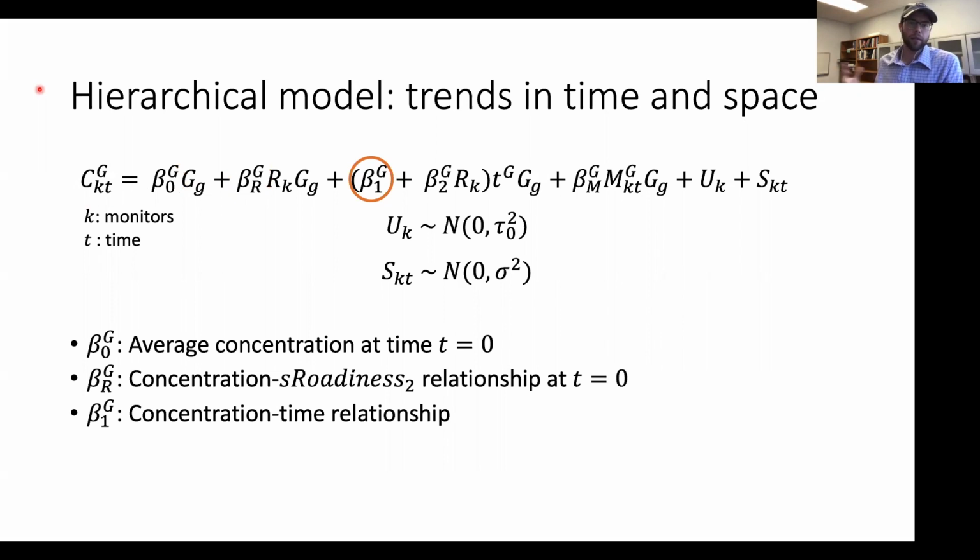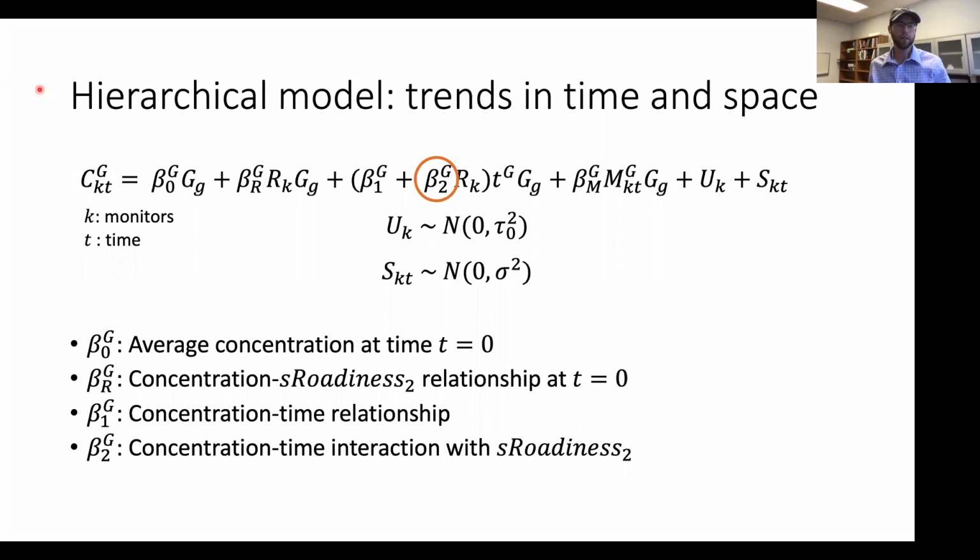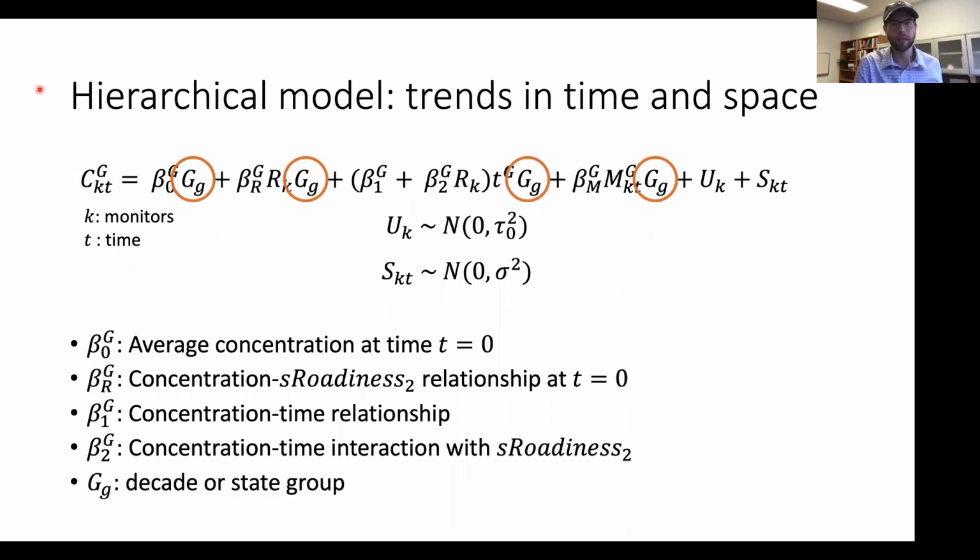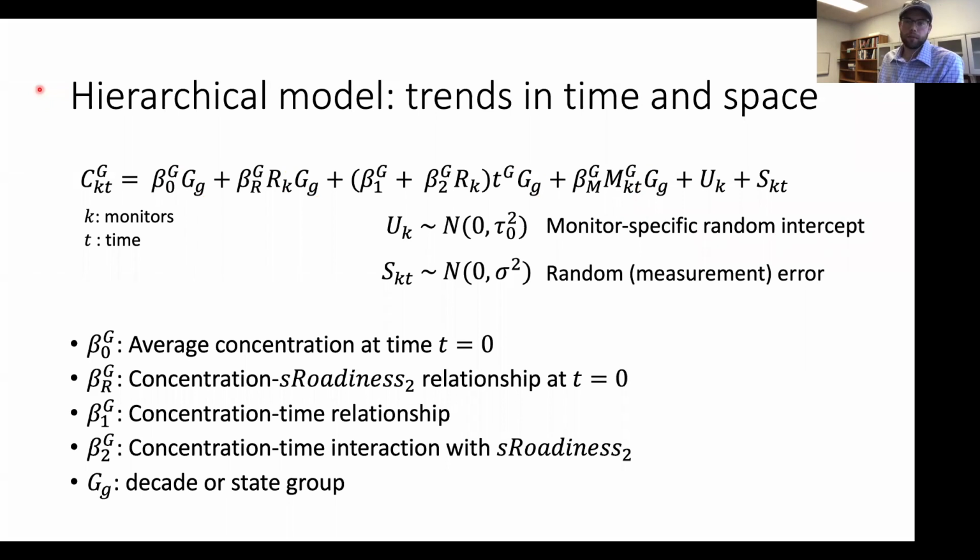Beta 1 is the relationship between concentration and time, so the change per year in this case. Beta 2 is the concentration-time interaction with roadiness, so how that temporal trend has changed as you move closer and further away from roads. We include multiple terms for meteorology, with interactions between all of the different meteorological terms. And we include this G. So here we've stratified this model a few different ways for the different results that I'll present. One of the ways that I'll show is stratifying by decade. Another way is stratifying by different state groups to look at differences in location. Two types of error here: a monitor-specific random intercept we've included, and random measurement error as well.